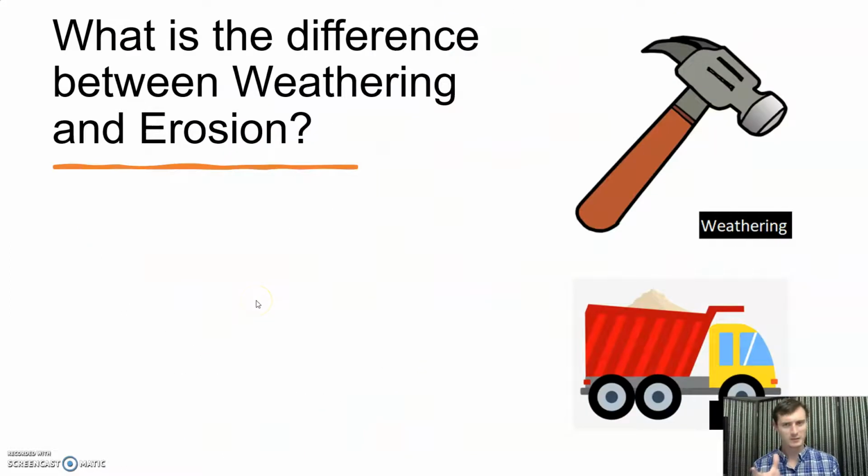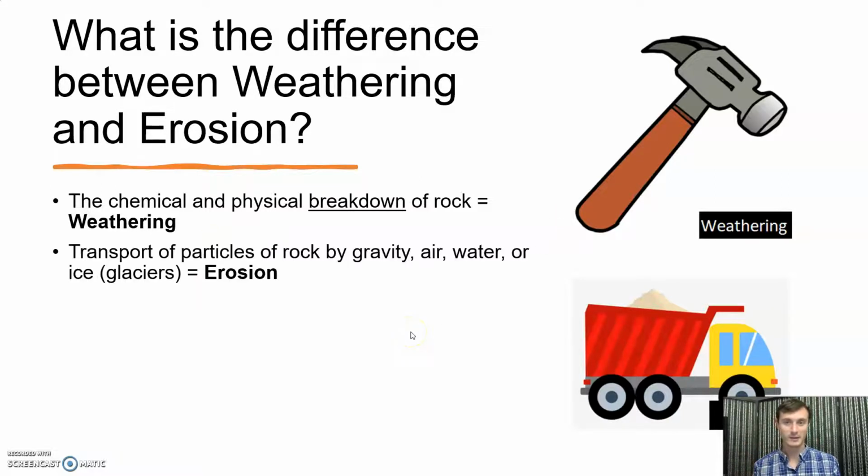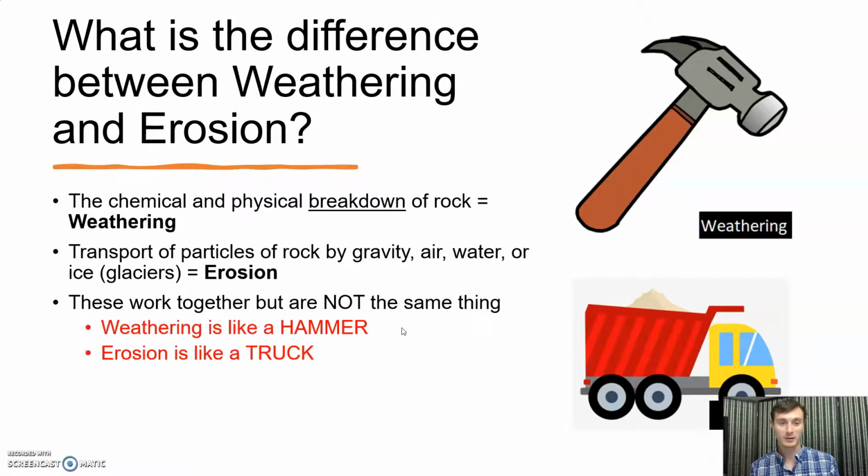But then there's two different processes going on here. We have weathering and we have erosion. So the chemical and physical breakdown, the hammer, is weathering. And the part where we're transporting all the sediments away, that's going to be erosion. This is the best way to remember it. So weathering breaks the rocks down, and erosion carries them away.